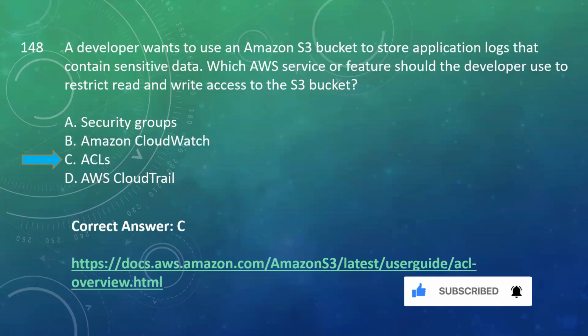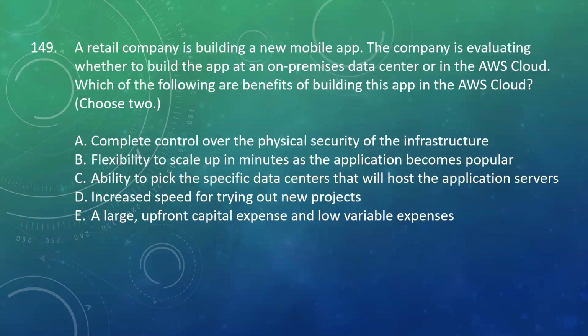ACL, the full form is access control list, are one of the resource based options that you can use to manage access to your buckets and objects. You can use ACLs to grant basic read and write permissions to other AWS accounts. I would highly suggest you go through the link on your screen to understand how ACLs work, as you might want to use this in your implementations as well. Moving on to the next question.